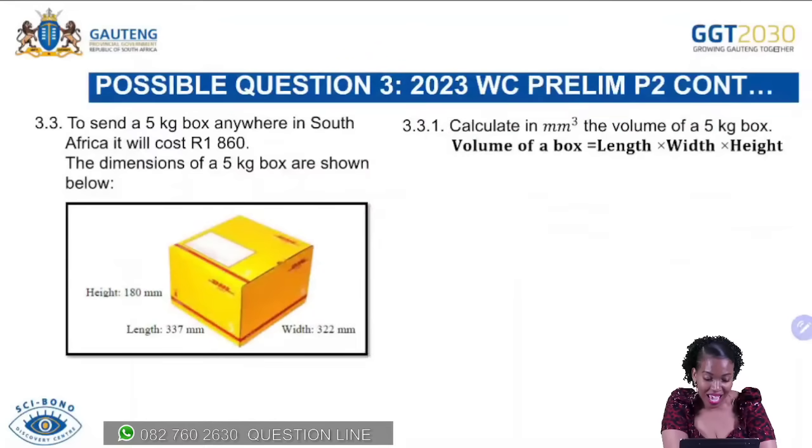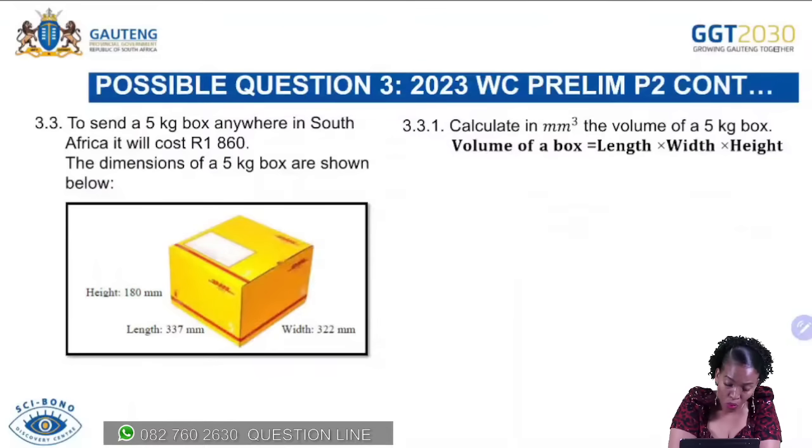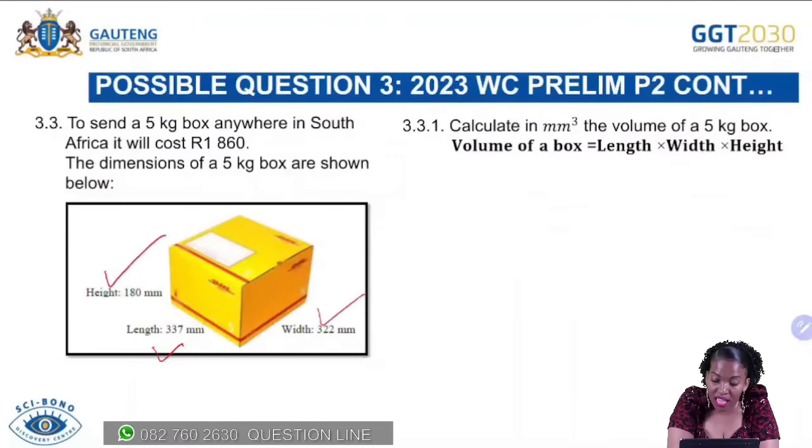And then, girls, we've got 3.3. Still another example of how the questions can be asked under question 3. To send a 5 kilogram box anywhere in South Africa, it will cost R1,860. The dimensions of a 5 kilogram box are shown below. So we've got a box that has a height, a length, and a width. So we must calculate in cubic millimeters the volume of a 5 kg box.